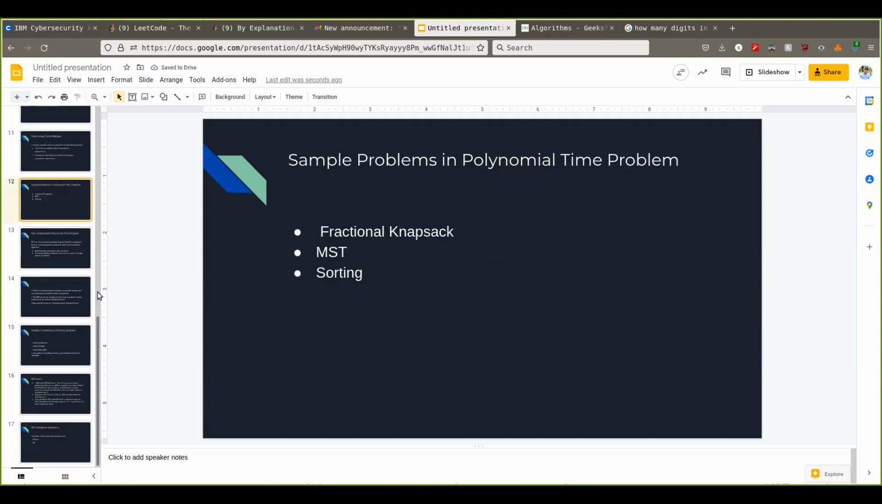Yeah, these were some samples. As the sir defined the polynomial equations, most of the sorting algorithms that we have studied, like merge sort and quick sort, all have time complexity in the polynomial form. So these all problems come under the polynomial time problems.